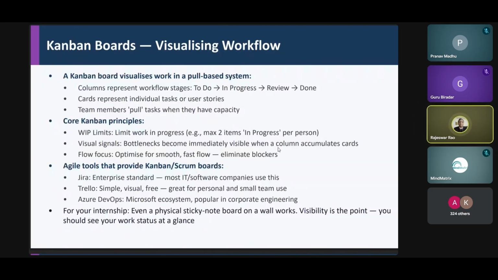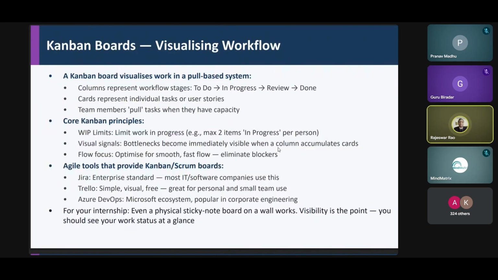So the principles of Kanban are very simple. It's all about work in progress. It's all about visually looking at it. Everybody gets to see. There are visual signals. And it also puts the focus on the flow of the work. The flow has to change. The flow will undergo a change. Everybody is part of that chart. Everybody plays a role in that chart.